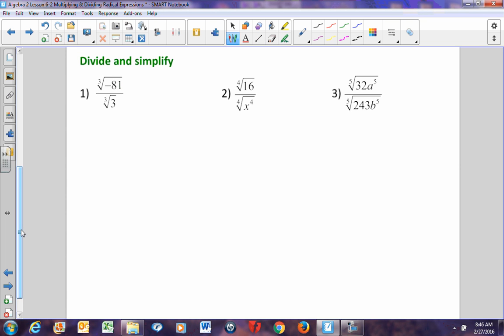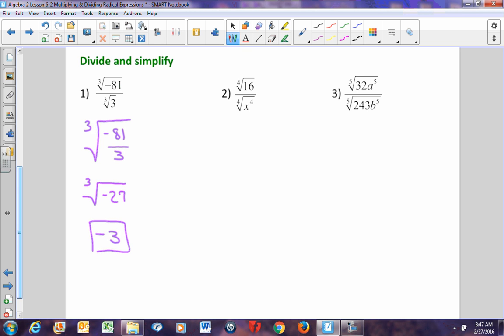Okay, so I have the cube root of negative 81 and the cube root of 3. Neither one of those are perfect cubes. So, I'm going to look at this and say, okay, I can separate. These are separated. I can put them together. The cube root of negative 81 over 3. Now I can take 81 and divide it by 3. That becomes the cube root of negative 27. And I know the cube root of negative 27 is negative 3. You should know some of your basic cube roots.